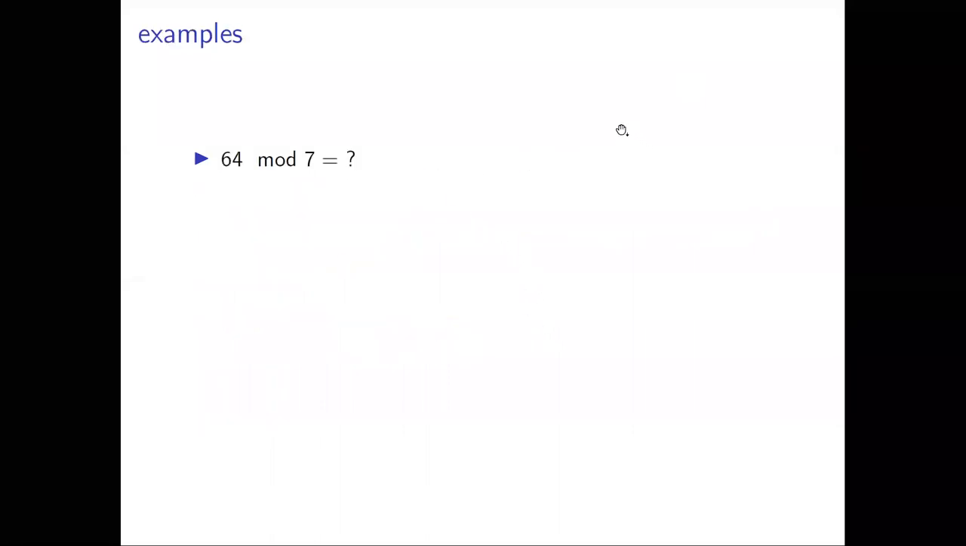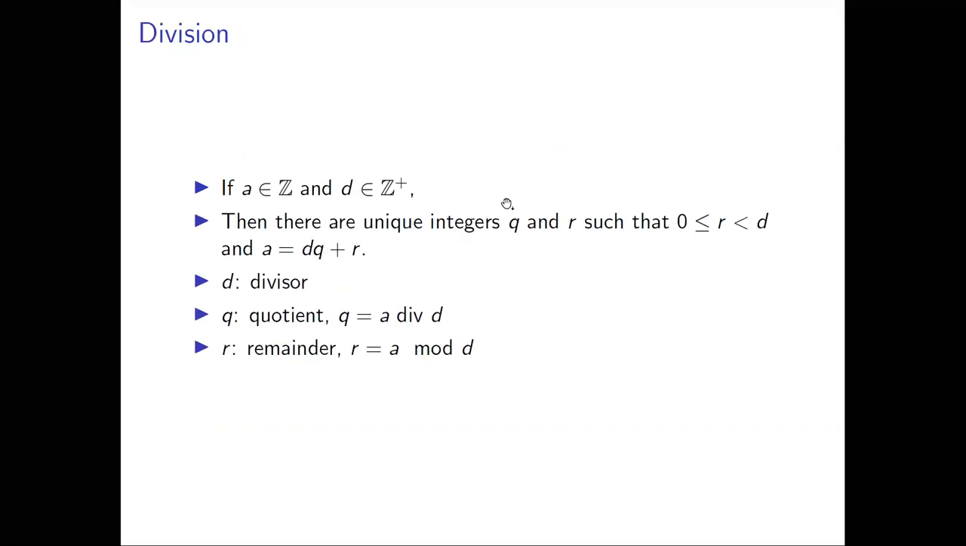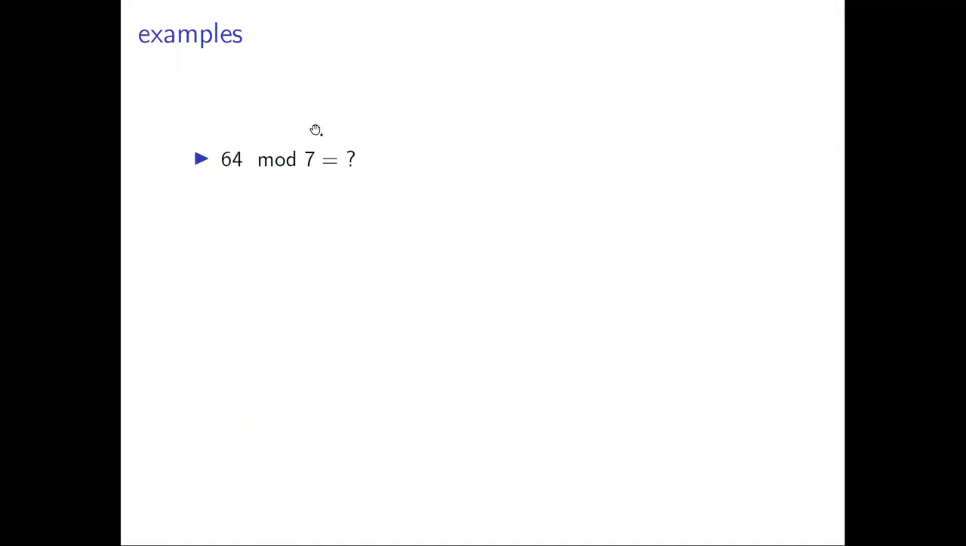So now that we defined mod, that remainder function that we saw on the last slide. So again, remainder, r is just a mod d. So that's what we're defining a mod d to be, the remainder. We can quickly go through some examples of what this mod is. So 64 mod 7, this is just the remainder when you divide 64 by 7. And that's going to be 1. And the reason for that is because we can write 64 equals 9 times 7 plus 1.